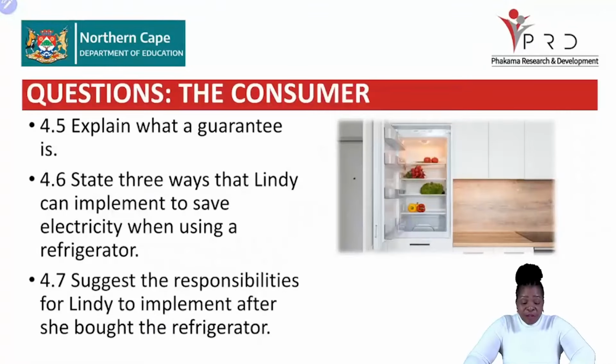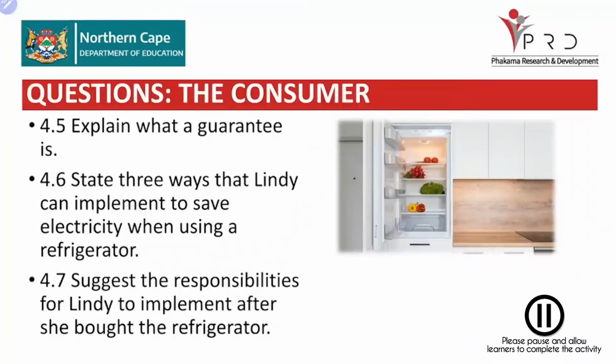Our 4.5 says explain what a guarantee is. And 4.6 reads, state 3 ways that Lindy can implement to save electricity when using a refrigerator. And 4.7 says, suggest the responsibilities for Lindy to implement after she bought the refrigerator. Another 2 minutes, learners, for you to attempt the questions.